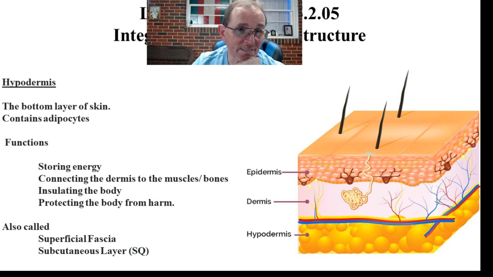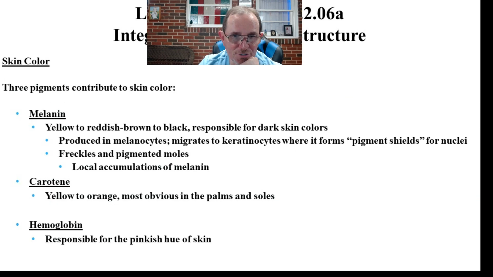Hypodermis, again, not really the bottom layer, but it's just a fatty layer. Insulates, protects, kind of cushions. It's the connection between the dermis and the underlying muscle and bones. Sometimes, and we already talked about superficial fascia or subcutaneous tissue or layer.